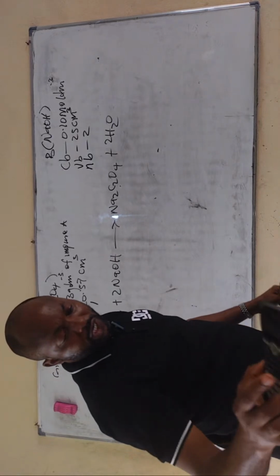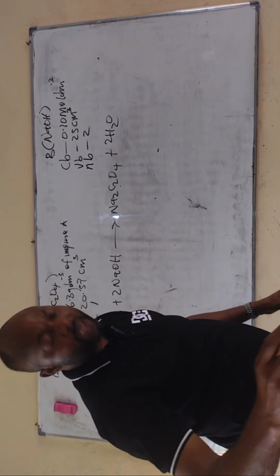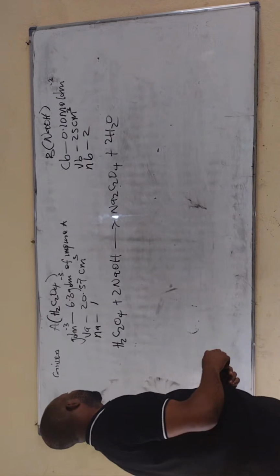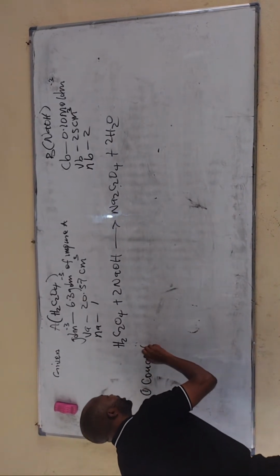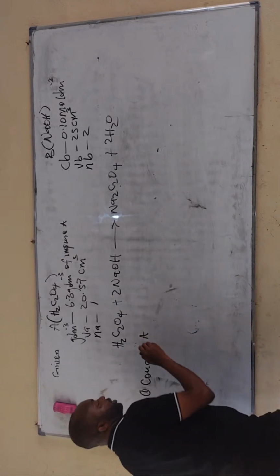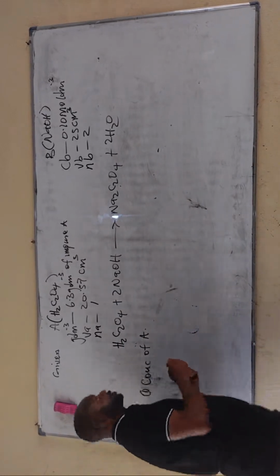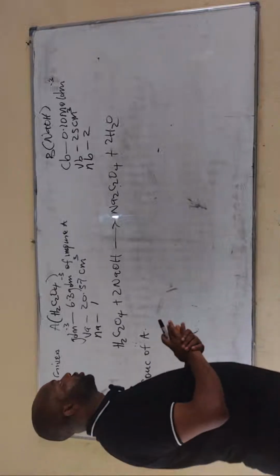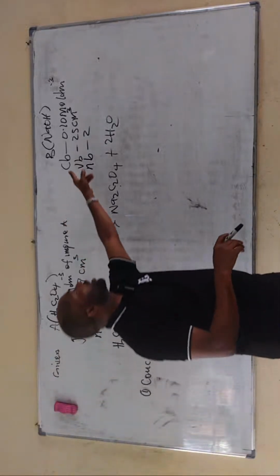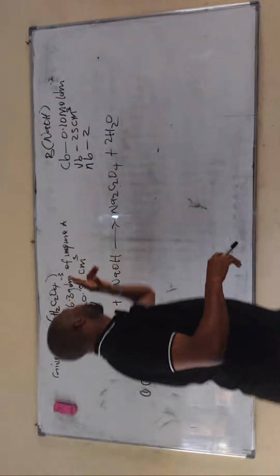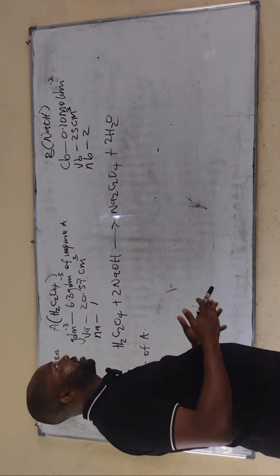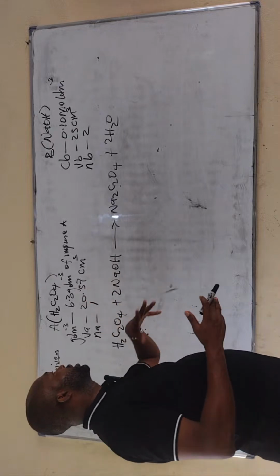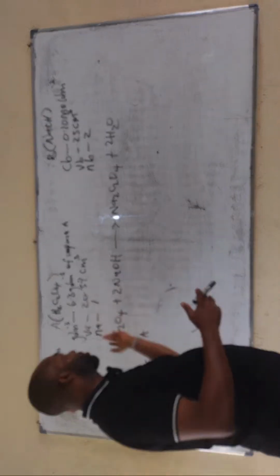Then, the first question, they say, concentration of solution A in mole per dm cube. Now, I want to get the concentration. Let me write it here, Con of A. How do we do that? Let's look at the possible formula to use. Because the concentration of the base is given, we can now look for CA. If we use the CAVA formula, by virtue of the variables given, that can work. So we can apply that.